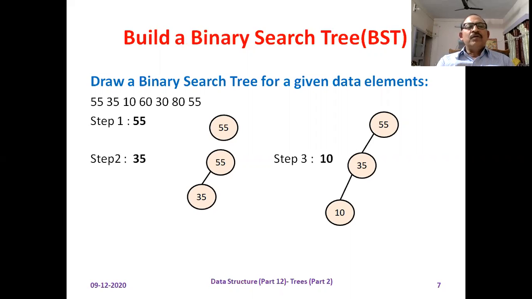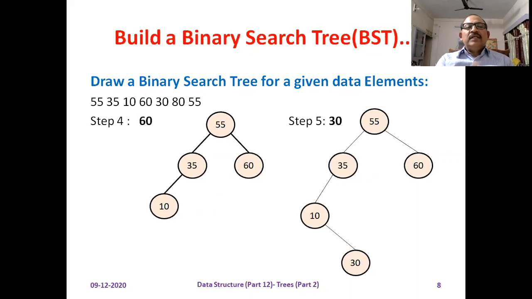Now take the next element. The next element is 10. Now we compare this 10 again with the root node. So 10 is less than 55. Now again we compare this 10 to the left child of 55, that is 35. And here we can see 10 is less than 35. Therefore, we will attach this 10 as a left child of the node 35. Take the next item. Suppose the next item is 60.